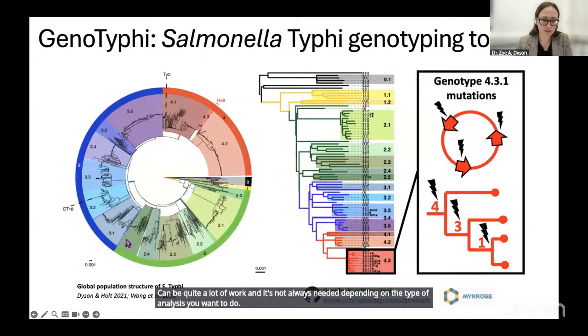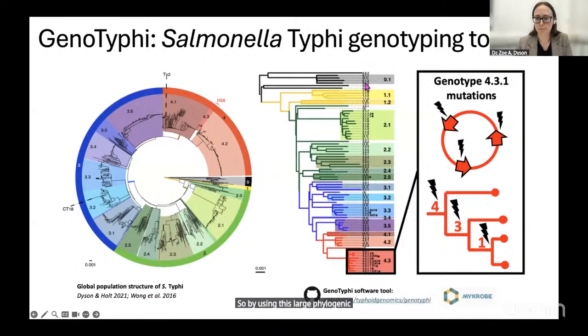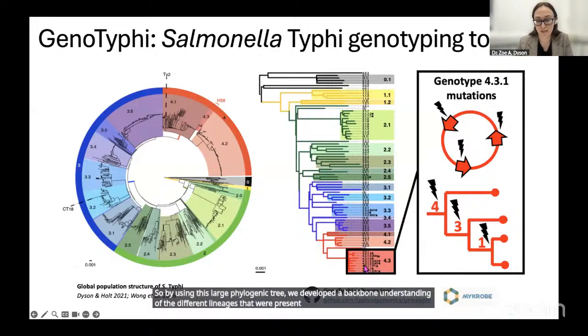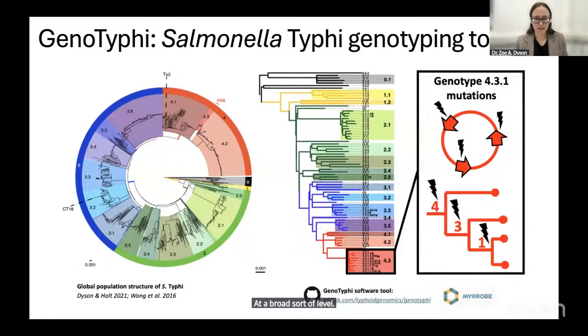So by using this large phylogenetic tree, we developed a backbone understanding of the different lineages that were present in the pathogen population structure, and we're able to develop this genotyping scheme that could rapidly identify key mutations associated with branches in the tree to tell us at a broad level what particular lineages we were looking at in new data as they came in.